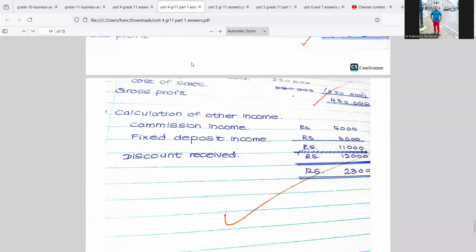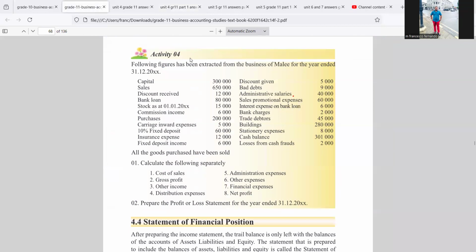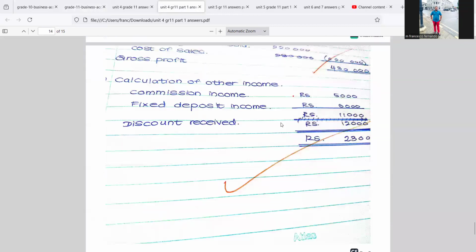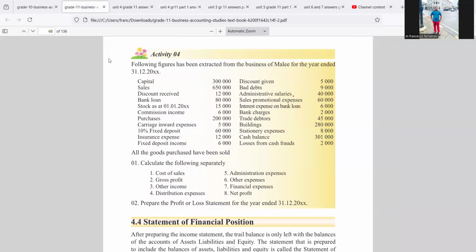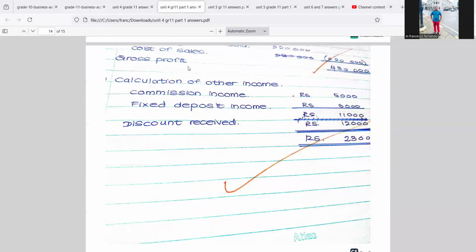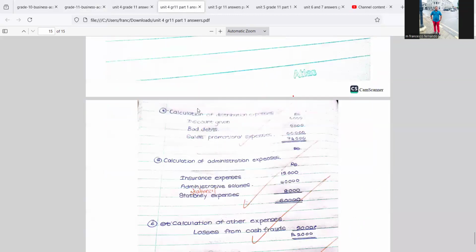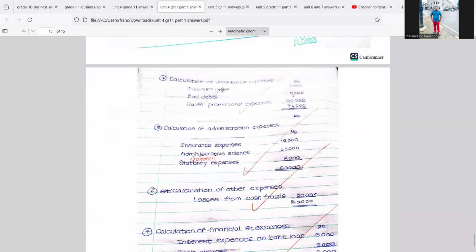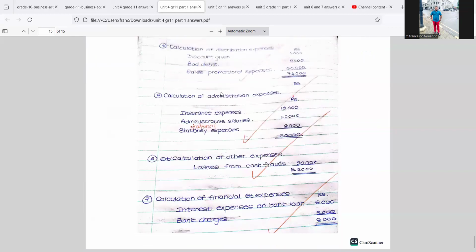Then in the third part of the question, they ask to find the other income. So how to find the other income? You have to add up all the income given in the question. So there are three incomes: commission income, fixed deposit income, and discount received. Then they ask to find the distribution expenses. So here in this question, you have three distribution expenses: discount given, bad debts, and sales promotional expenses.